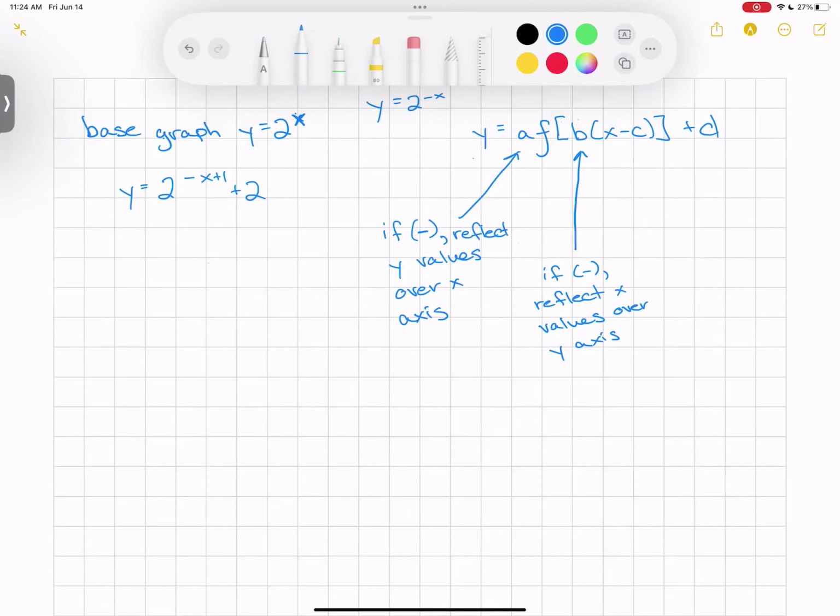The c value is also kind of attached to the x. It's affecting the x. And so if your c value, I always think of it as doing opposite of what I think. So if you have like x minus some number, then that's moving your graph to the right. And if you have x plus some number, it's moving your graph to the left. So this is shifting left or right.